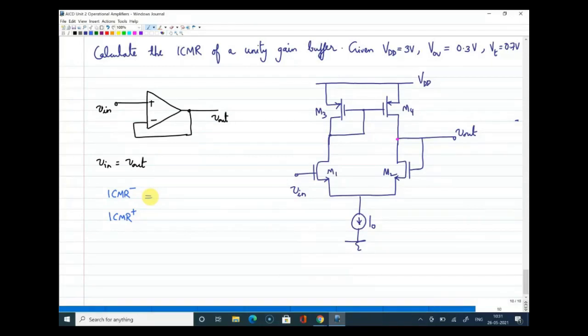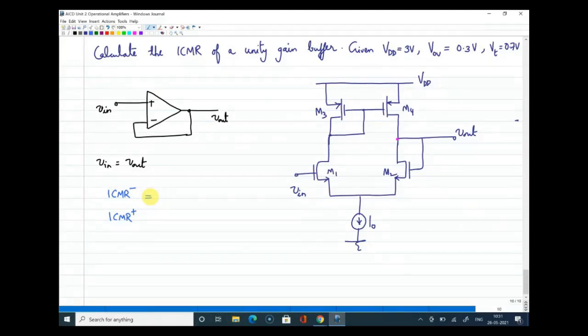Aritra, can you help me? How to find ICMR minus? So 1 minute, sir, thinking. Yeah, looking at the circuit diagram, only you should say. So I'm not sure, sir.